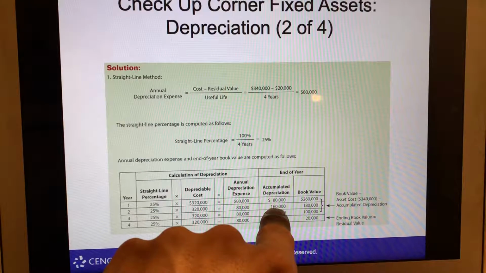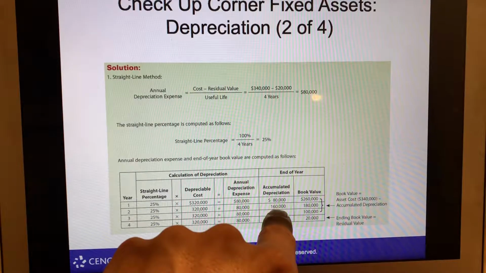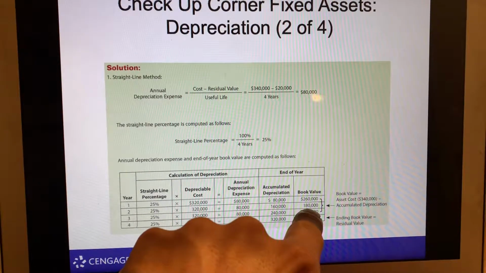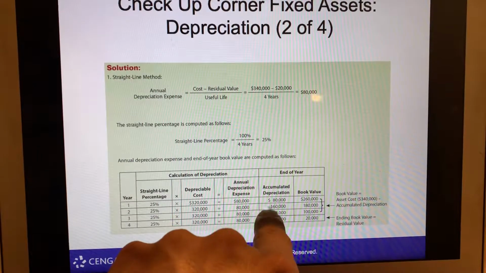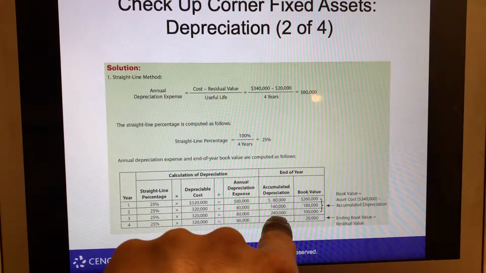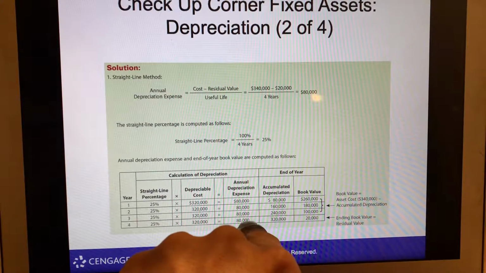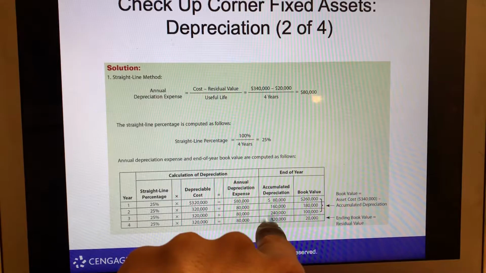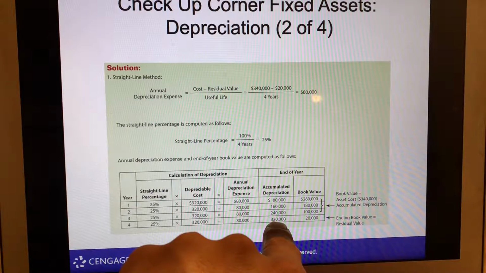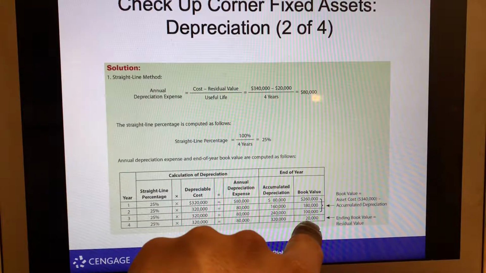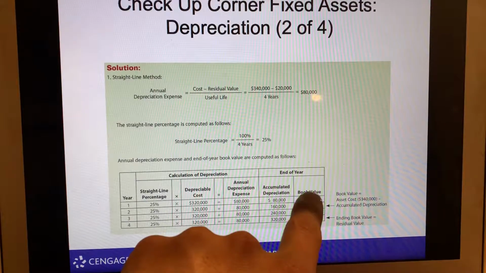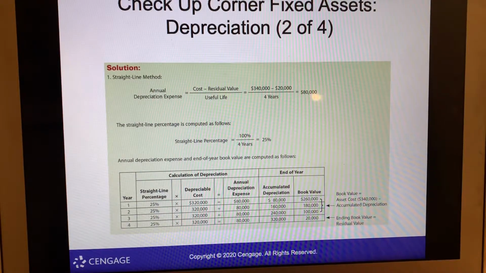Now our accumulated depreciation, which is a contra asset, is 160,000. The book value is 180. Next year take another 80,000 off. Now we have 240 accumulated, and our book value is 100,000. And then the last year, finally, 80,000. We're fully depreciated, and our book value, or residual value, or salvage value will be 20,000 at the end of the 4 years. Okay, so that's straight line.